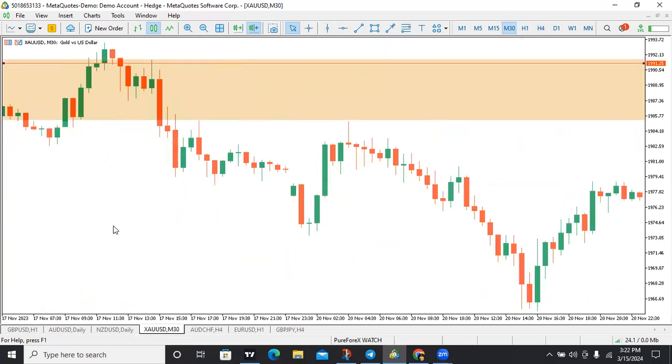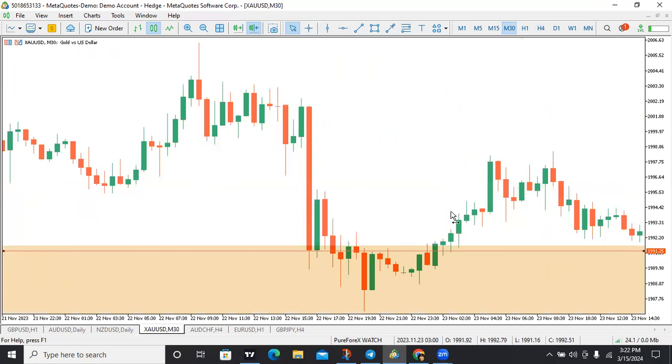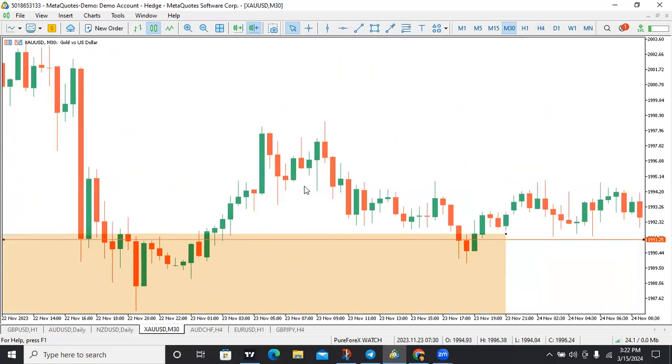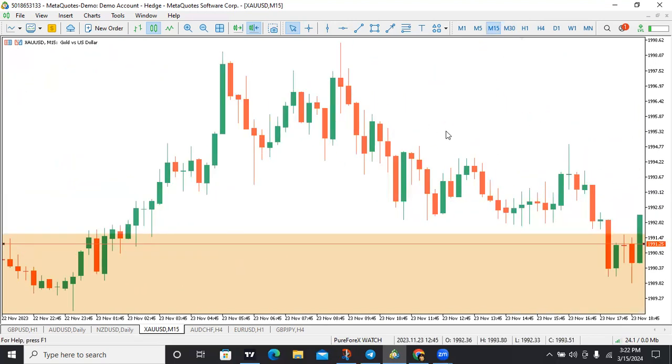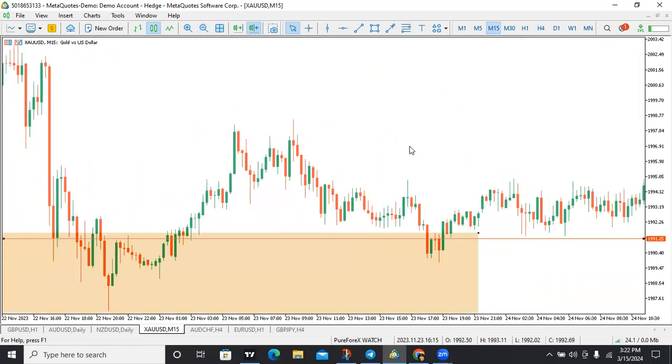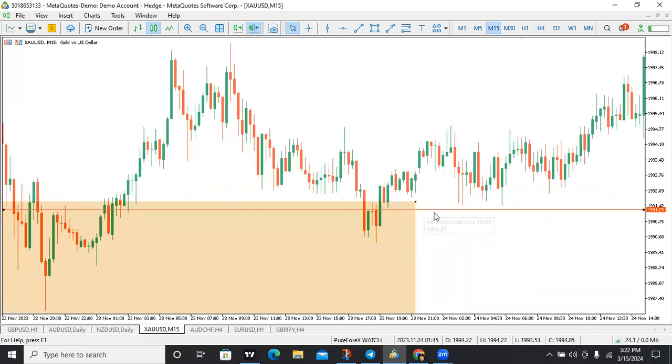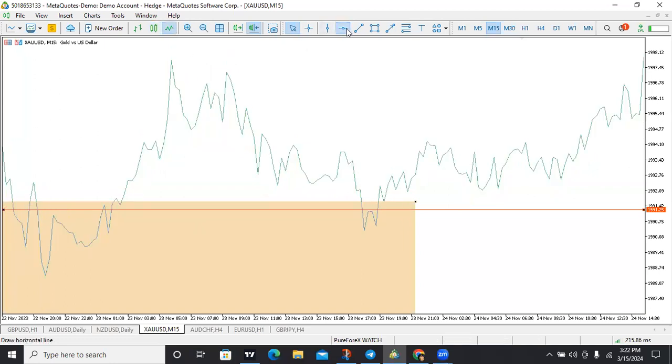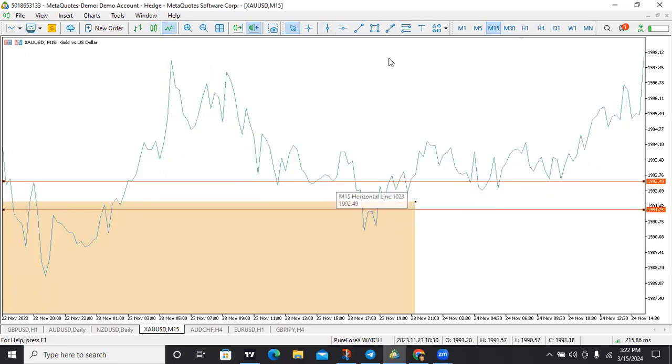So let's go, guys. Okay, this is M30. What can we find here on M30? Let's go to M15. So when you look at M15, you see we found what we call Quasimodo continuation. So I'm going to show you. That is why you need to sharpen your eyes to see this setup, right? So I'm going to mark it. So I mark it here.